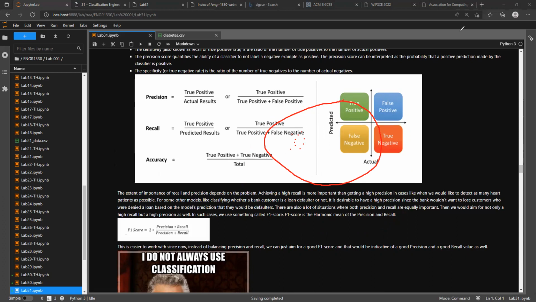So you can be precise but not accurate, meaning my grouping is very small. So my results are going to almost always be similar for a given input, but they could be correct or incorrect. Accurate, meaning they are inside the target area. So in cases where it's heart disease, we care more about precision than we do about recall. However, when classifying whether a bank customer is a default or not, it's desirable to have a high precision since the bank wouldn't want to lose customers who are denied the loan based on the prediction.